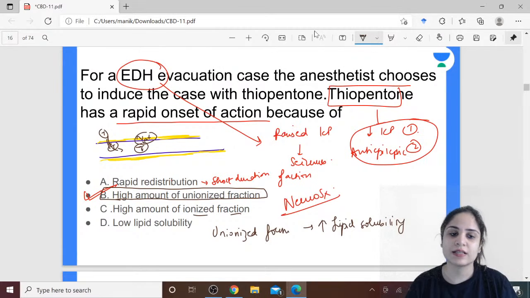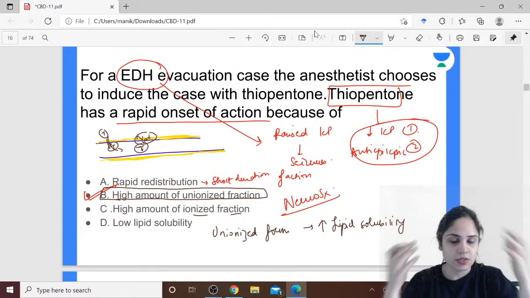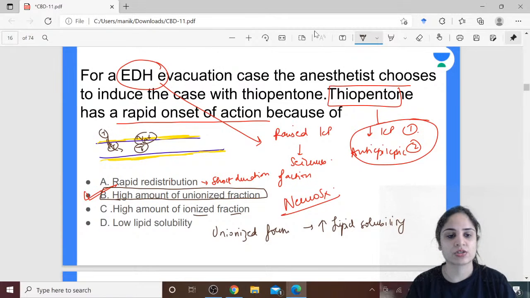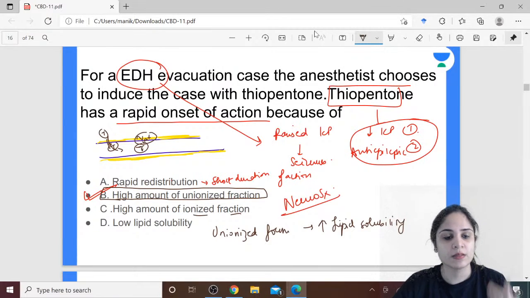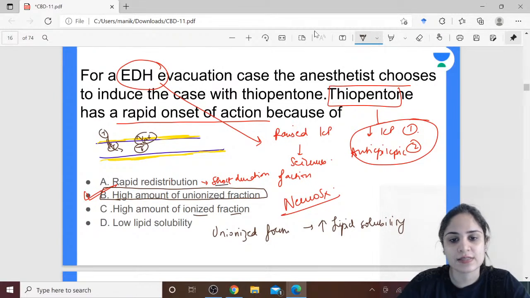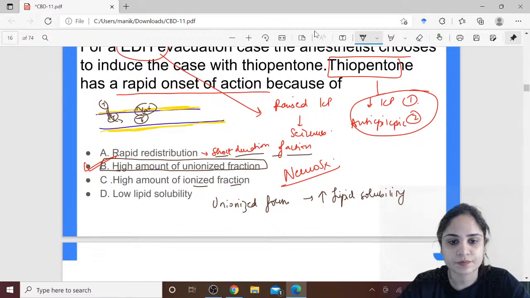In the non-target areas it has no work, correct? So once it leaves the target area, the action of thiopentone will be over. That is called rapid redistribution. It is getting redistributed to muscle, bone, fat, all these places, and the action on the target site on the brain is going away. That is why thiopentone has a short duration of action, because of rapid redistribution. Alright, got it? Okay.